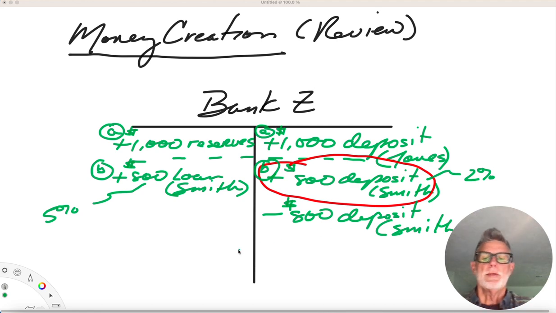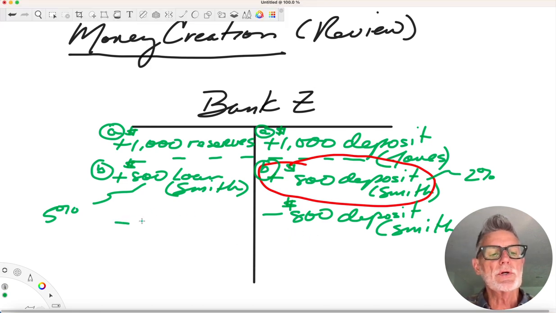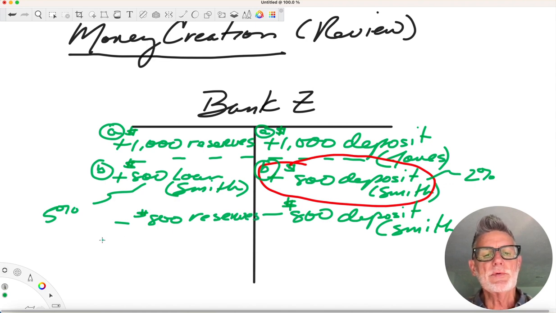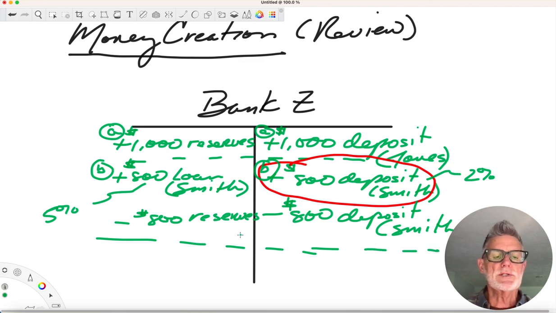And that deposit, negative deposit, that withdrawal is going to pull reserves out of the bank. So the reserves are going to go down over here. Okay? And all of this is review. I'm speeding through this because this is all review.